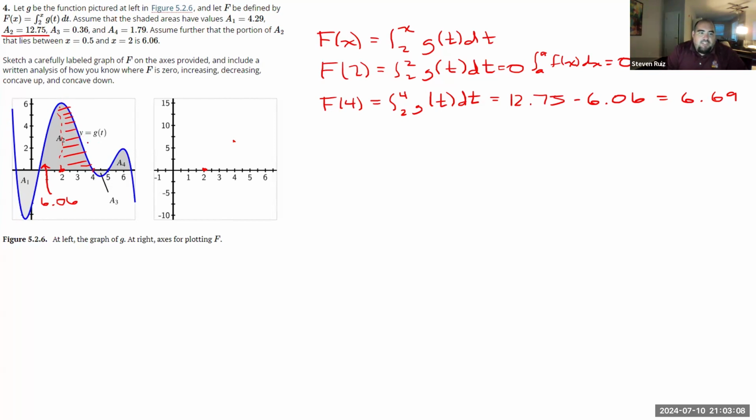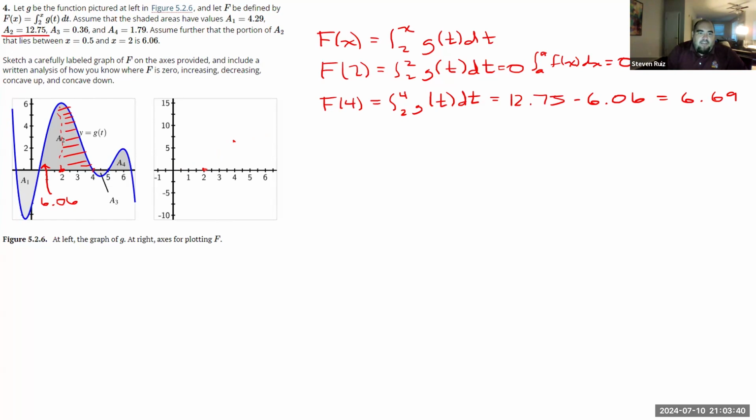While g is decreasing, this function will still be accumulating area positively, but at a less significant rate. So I think I can connect these two points with a curve that looks like this. Let's make it a little more obviously concave down. Something else I know is that at x equals 4, I'm going to stop accumulating positive area.